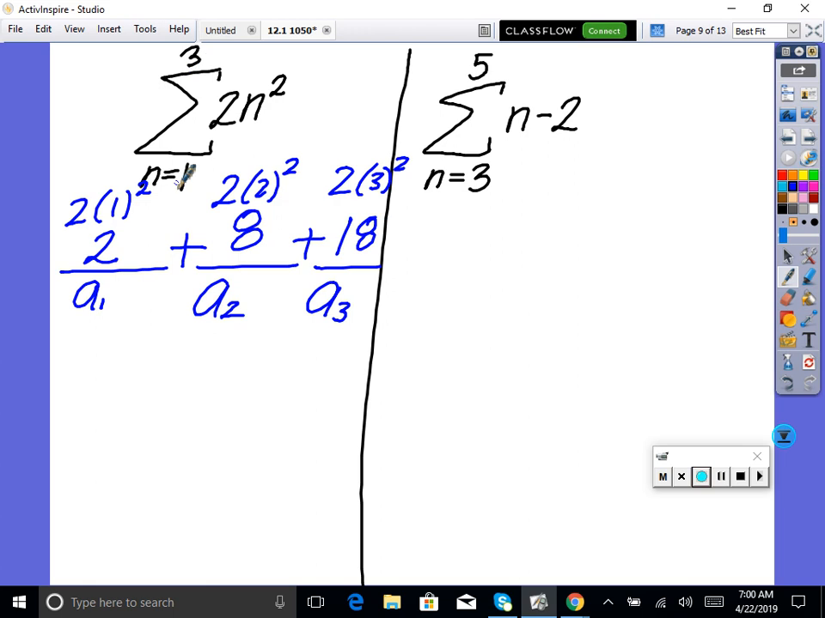Now, we're stopping because we were told to sum up the first through third terms. 18 plus 8, let's do this, this will be easier. 8, 9, 10, right? So 28. So the answer is 28.